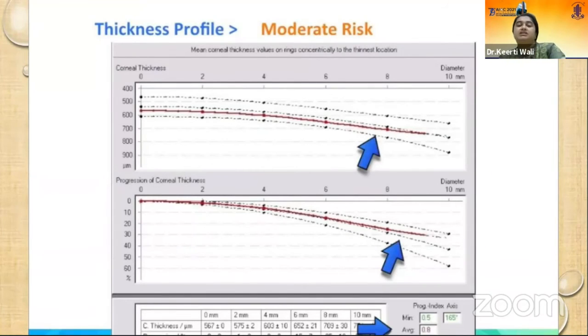So as I told you, an S-shaped curve after the point of 6 mm is a moderate risk. This has to be monitored. And here you can see the average is pretty normal, 0.8.